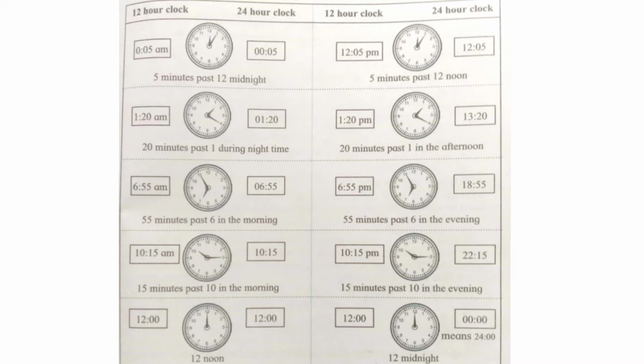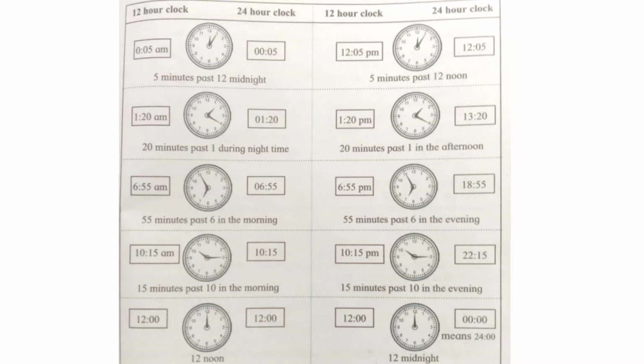Children, now let us see the other side of this table. Here also we have in the first clock the hour hand on 12 and the minute hand on 1. It means 12:05 p.m. as per the 12-hour clock system, and as per the 24-hour clock system the timing will also remain the same, that is 12:05, means 5 minutes past 12 noon. Now let us see the second example of the other side.